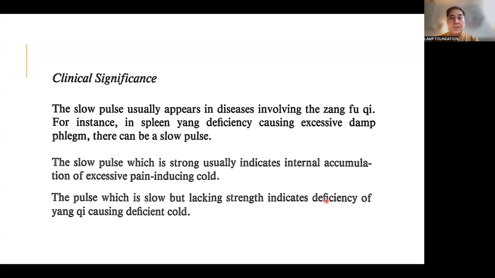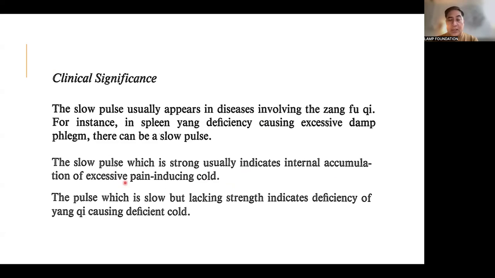The slow pulse usually appears in diseases involving the Zhang Fu Qi. For instance, in spleen yang deficiency causing excessive damp phlegm, there can be a slow pulse. Because we all know that phlegm can actually impair blood flow, diba? And chi flow. The slow pulse, which is strong, usually indicates internal accumulation of excessive pain-inducing cold.